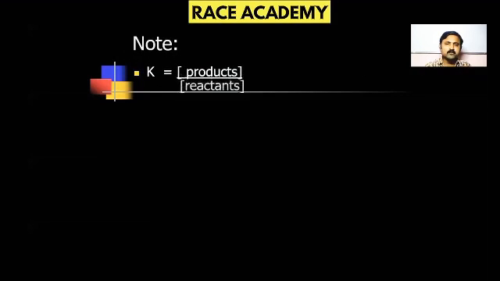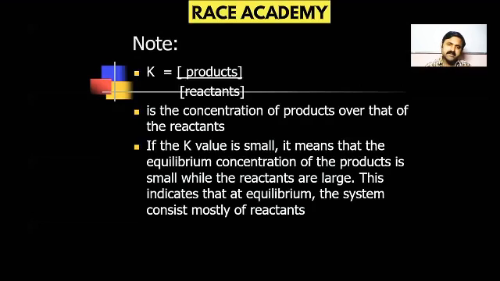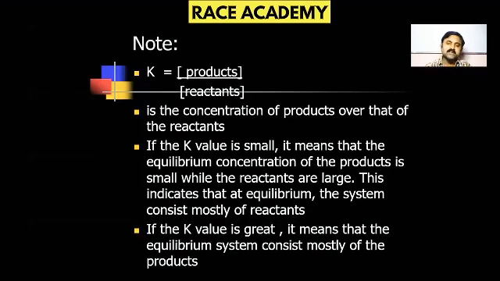Now this equilibrium constant is the concentration of products over that of reactants. It can be defined like that. If the K value is small, it means the equilibrium concentration of products is small while the reactant concentrations are large. This indicates that at equilibrium, the system consists mostly of reactants. If the K value is great, it means the equilibrium system consists mostly of products.